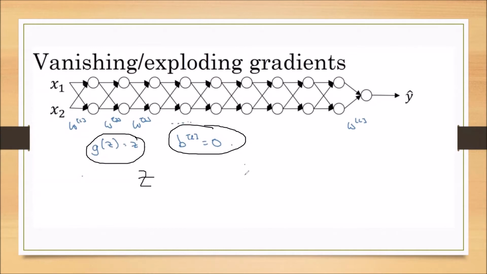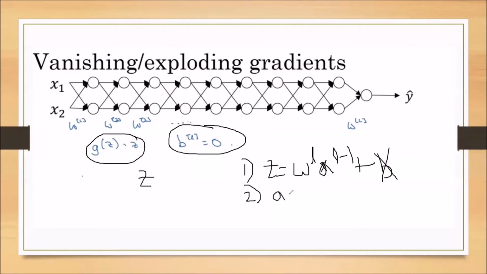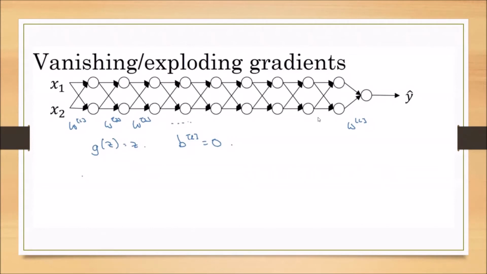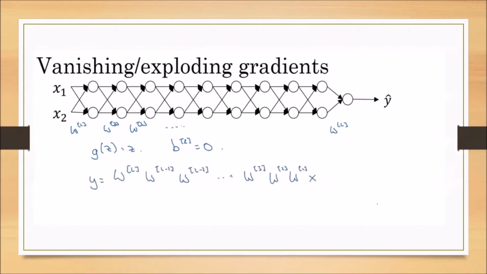Until now, we used to perform two steps. First, we used to find the Z value, WL into AL minus 1 plus B, where we neglect B as it will be 0. In the second step, we used to calculate the activation of that particular layer by using G of Z. But now this G of Z is nothing but Z, because we are taking the linear function as the activation function.